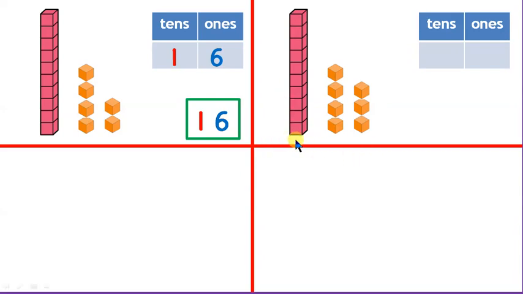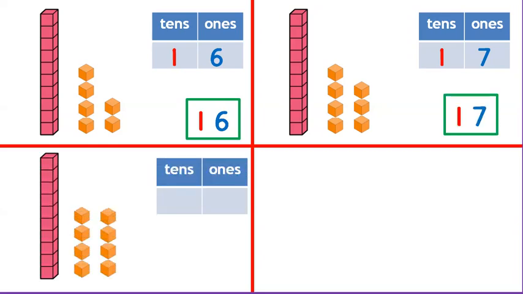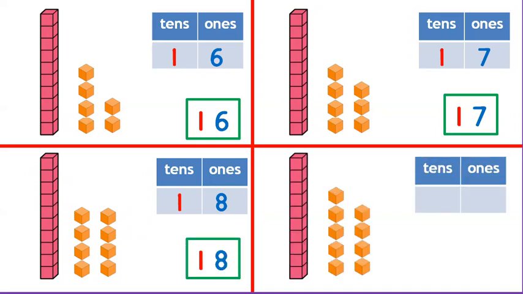Now you do. How many tens? 1. And how many ones? 7. Very good. 1 ten and 7 ones make 17. You are right. How many tens? 1. How many ones? 8. Yes, 1 ten, 8 ones. 1 ten and 8 ones make 18. Yes, tell me how many tens? 1. Very good. How many ones? Count. Yes, you are right. 9. 1 ten and 9 ones make 19. Well done.